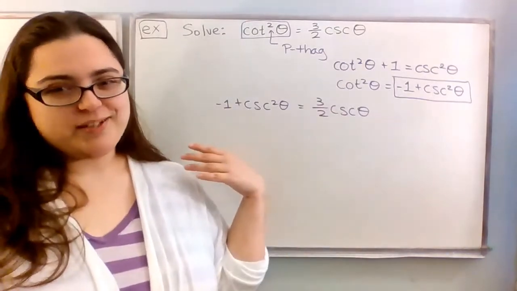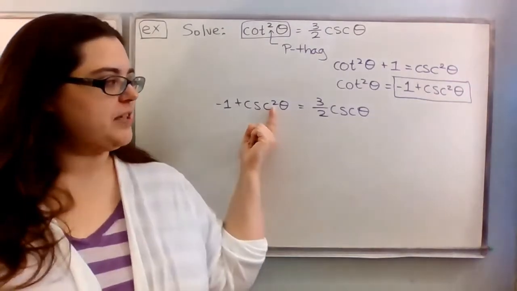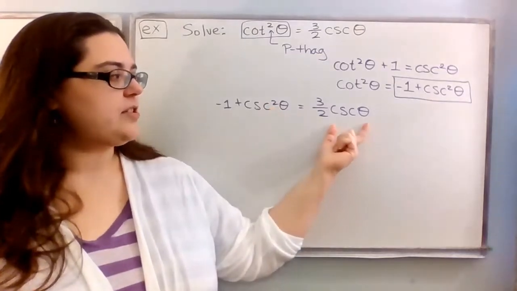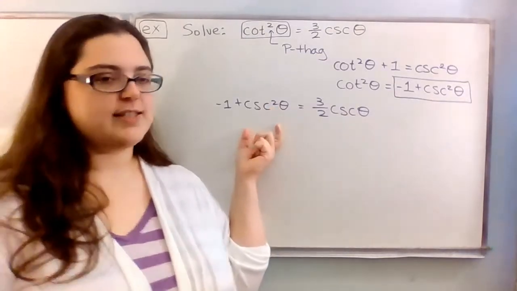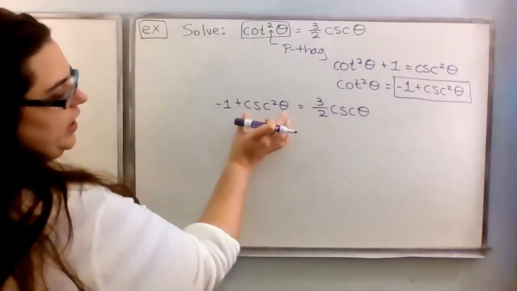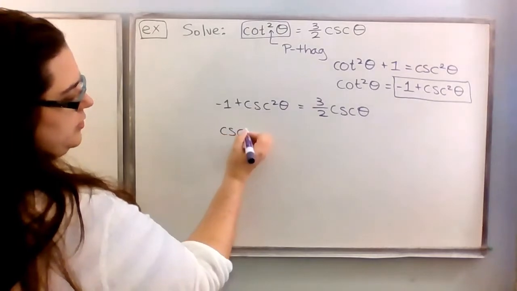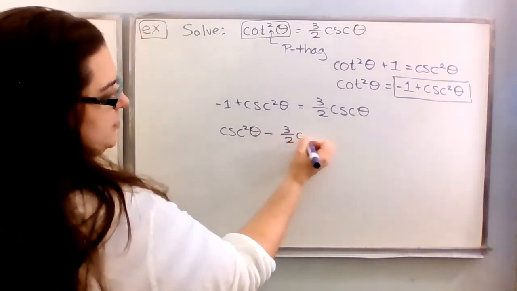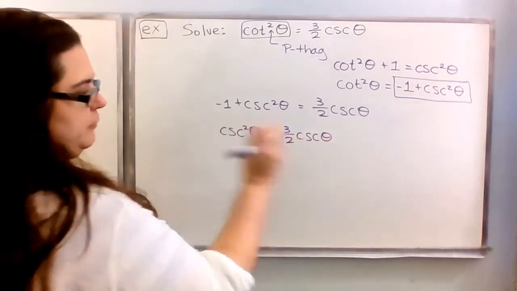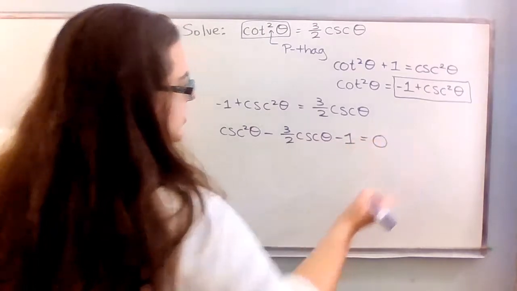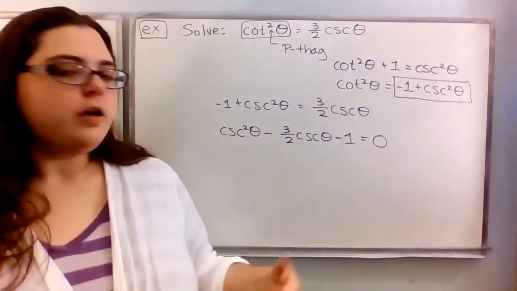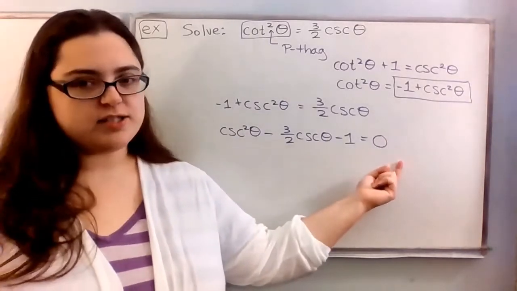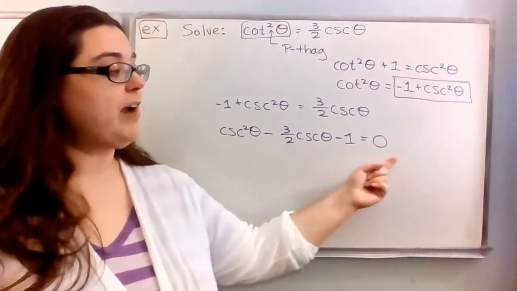Now, let's get everything over to one side, because I noticed that I have a trig function being squared, which is a good indication that this is going to be quadratic in form. So I'm going to bring this 3/2 cosecant theta over to the side as well, and rewrite it so I have cosecant squared theta first. Then when I subtract this, I get -3/2 cosecant theta. Then I have -1, and that's equal to 0. What I'm seeing is something squared minus something minus a constant equals 0. So this is essentially a quadratic equation.